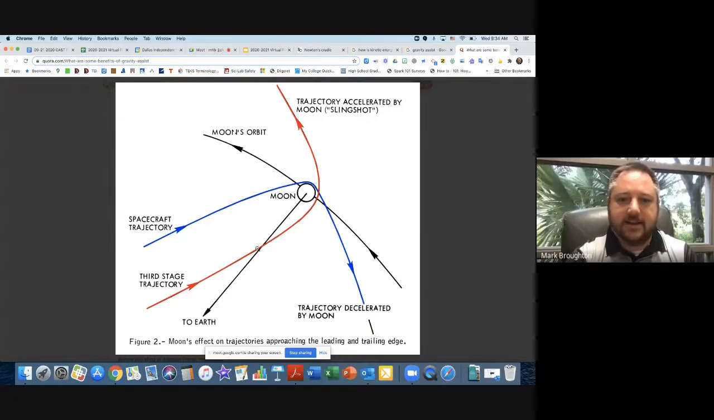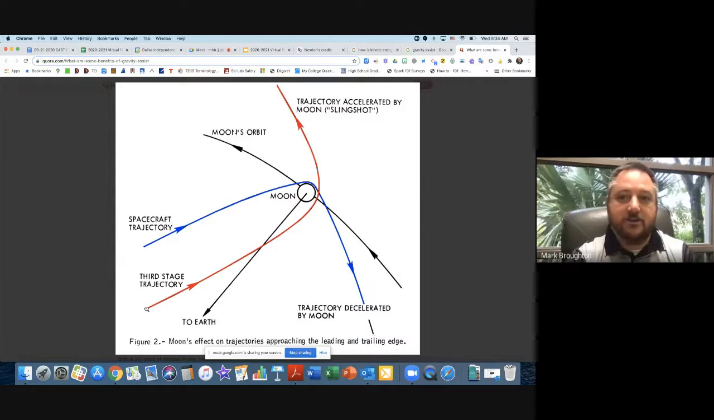This black line is saying which direction Earth is. So if you were on the moon and needed to get back to Earth, you would go this way. And then from Earth, we send spacecraft out into space. But sometimes we use the moon's gravity to help us make that spacecraft go a certain direction or a certain speed.